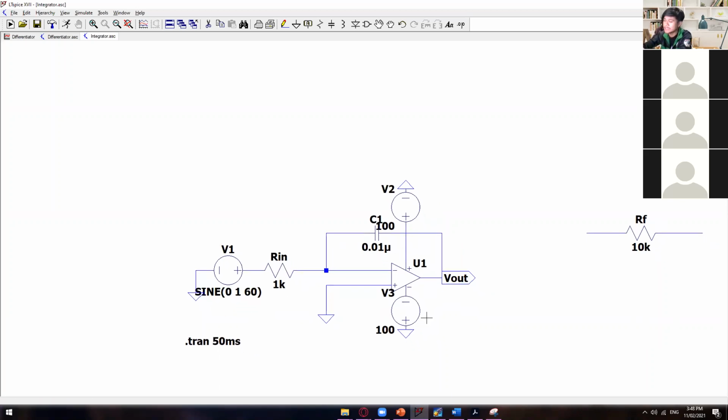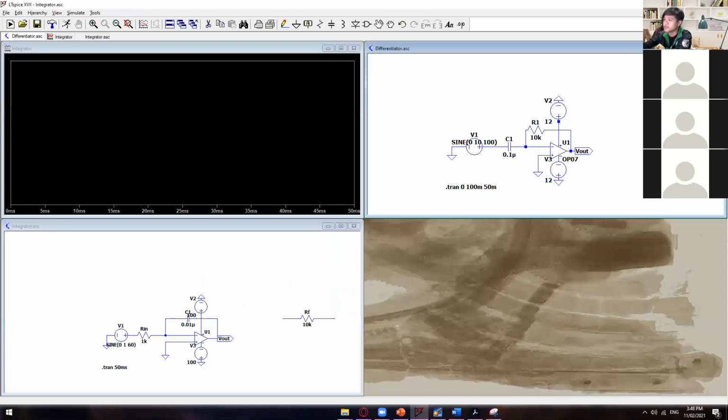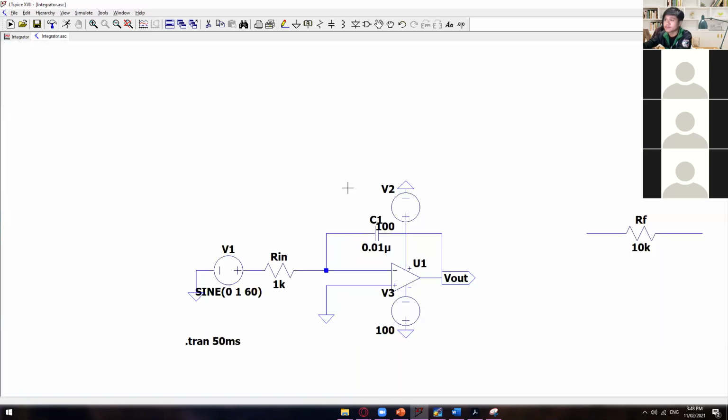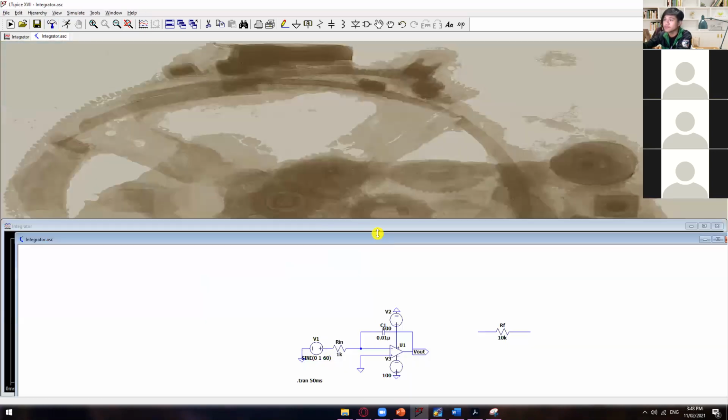I didn't show to you guys the step by step on how to do this one, since this one is very similar with the inverting amplifier. Just change this one into a capacitance. All right. So for now, let's take a look. What is the output of this one?